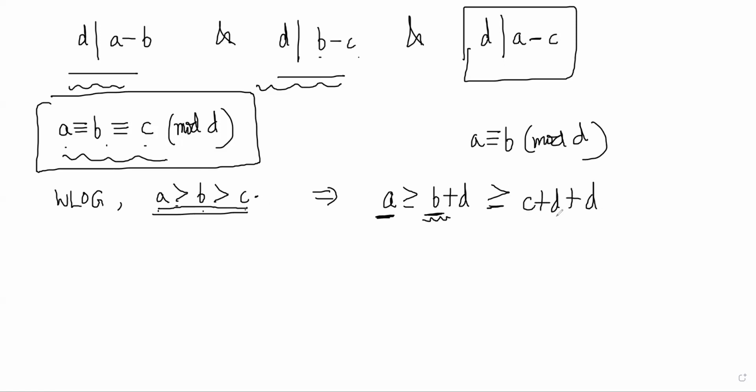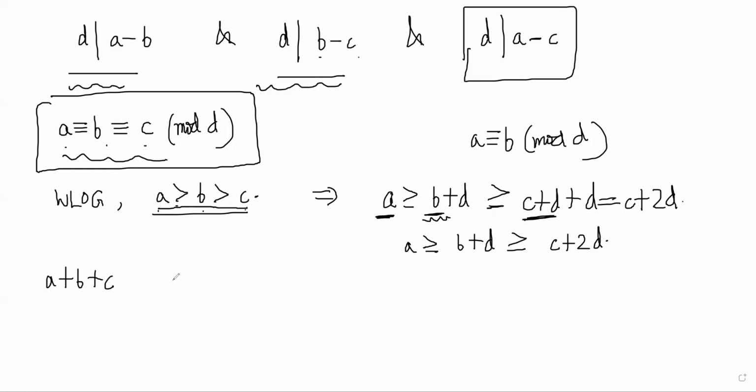Since B is greater than or equal to C plus D, we can write this as C plus 2D. So what you are getting is A is greater than or equal to B plus D, which is greater than or equal to C plus 2D, right? Now think about it, A plus B plus C, what can we say? That will be greater than or equal to, since A is greater than or equal to C plus 2D, we can write that here. And B is greater than or equal to C plus D, so we write C plus D for B, and plus C as it is. So this is equal to 3C plus 3D, right?